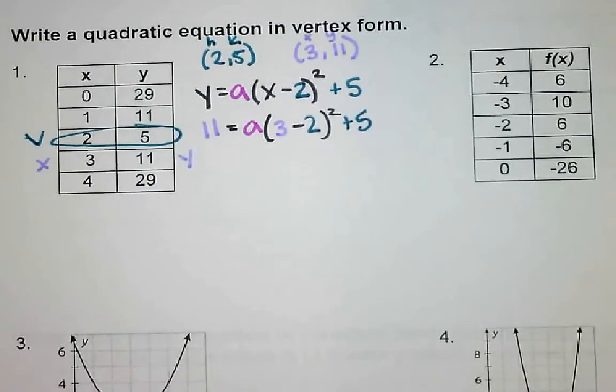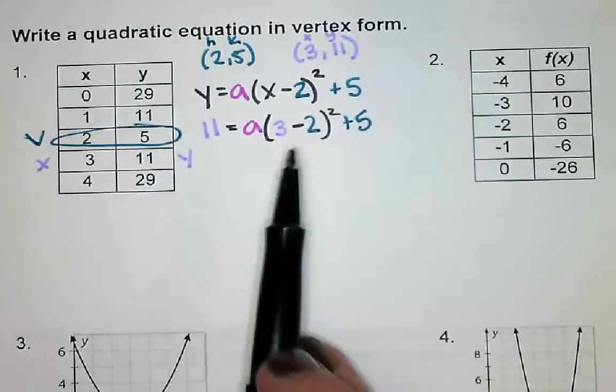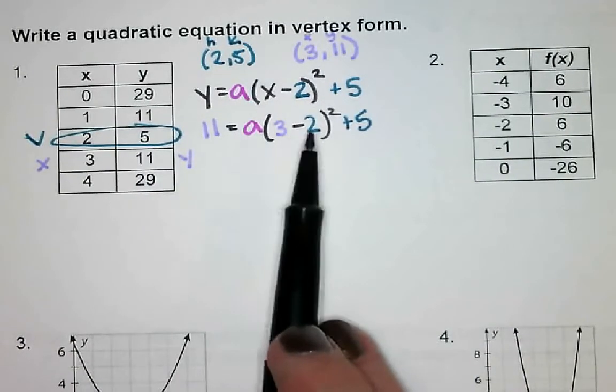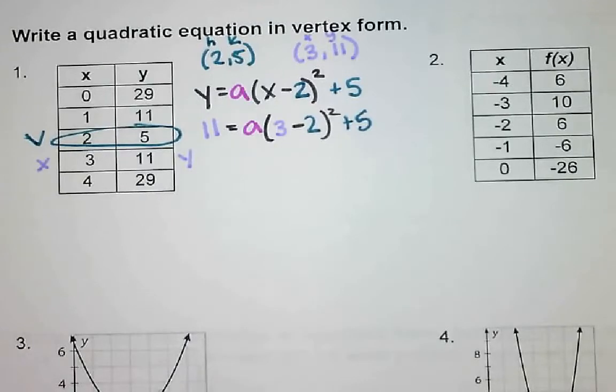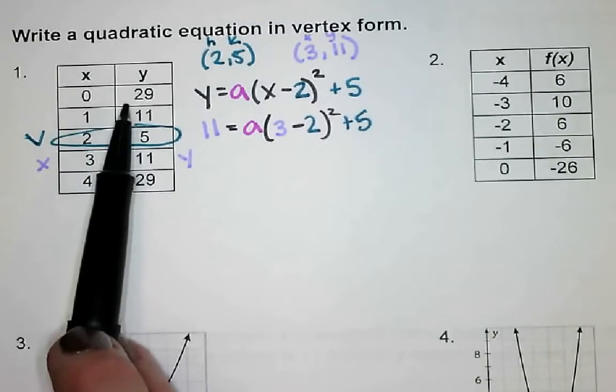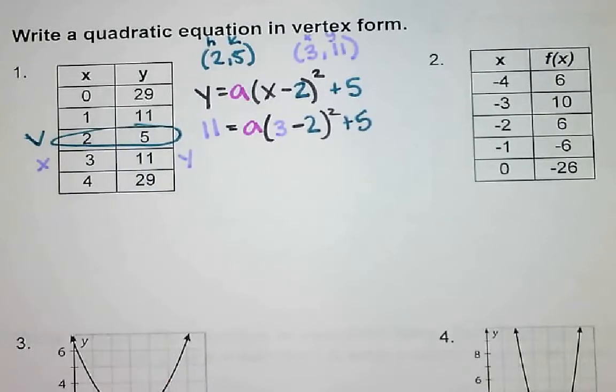Yes, sir? Can you just pick any point, like the 1 to x? Like, you could have picked any point. I just recommend picking one next to the vertex, because then it makes this a little bit easier. Does that make sense? But technically, Owen, you're exactly right. If I had done 0.29, that would have worked just as well. Okay? So you could do any point, and you should get the same a value every single time.